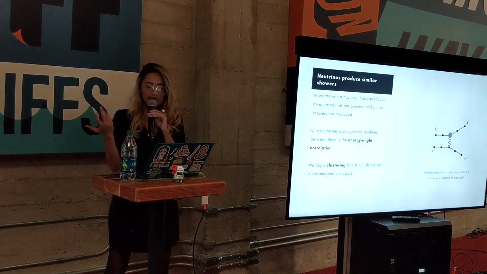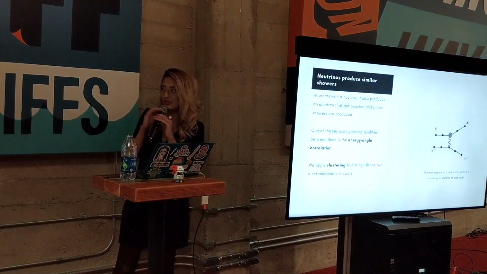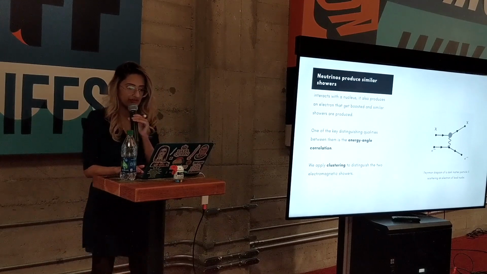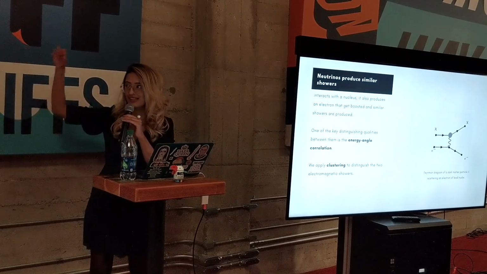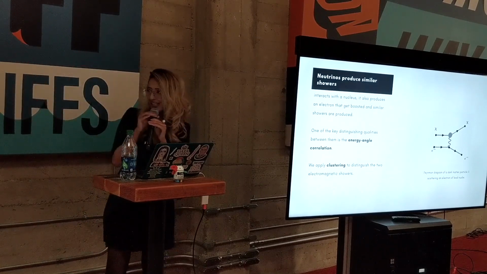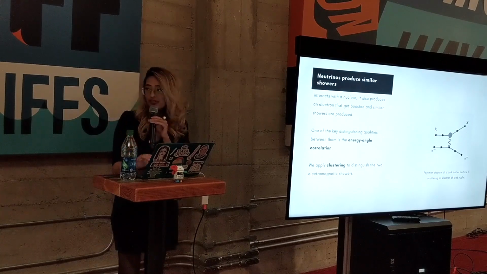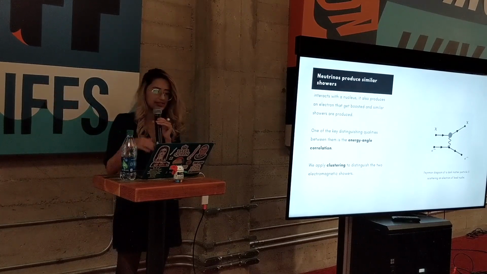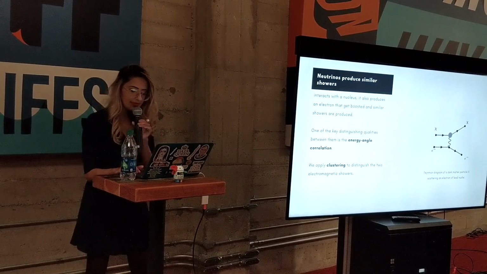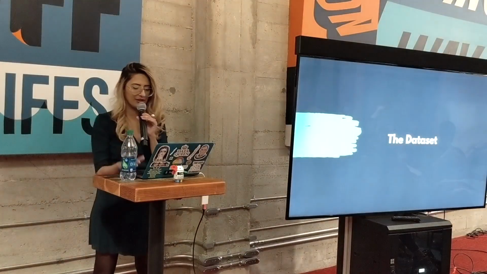Neutrinos produce similar showers to dark matter, and again, this is all hypothesized, but this is the hypothesis we're working with, so this makes it hard. The difference is that the energy angle correlation is different between neutrinos and dark matter. So that's what we're looking for.